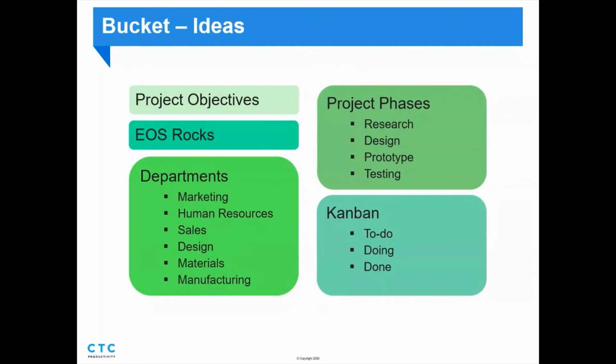Departments. If multiple departments are working on a particular project, maybe your buckets or your categories are each of the departments. So here's all the tasks for marketing, and here's all the tasks for sales. It could be by project phase. So one bucket is, here's the research phase, and here's all the tasks for that, and then the design phase, and the prototype phase, and the testing phase, and so on.